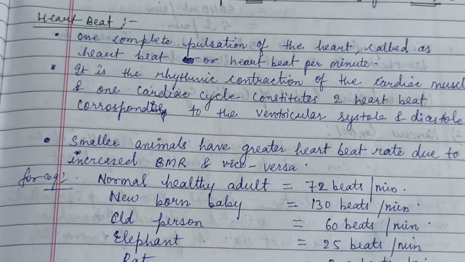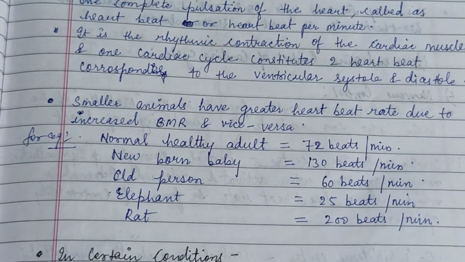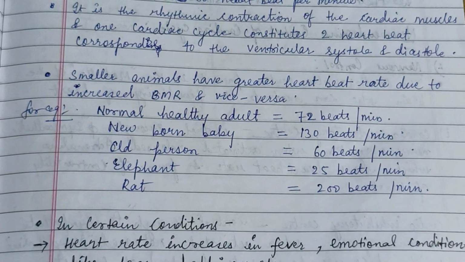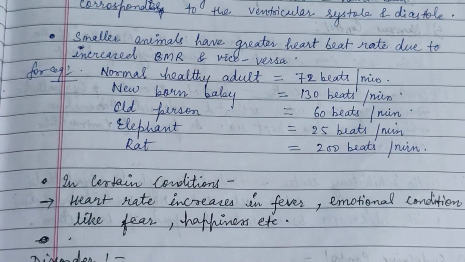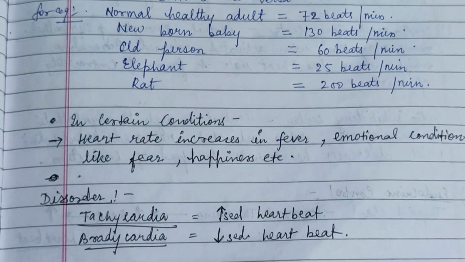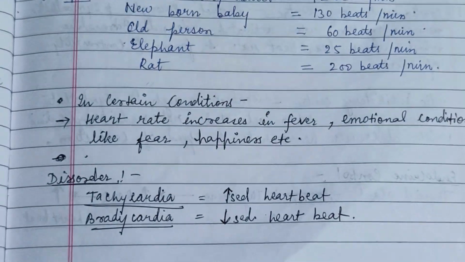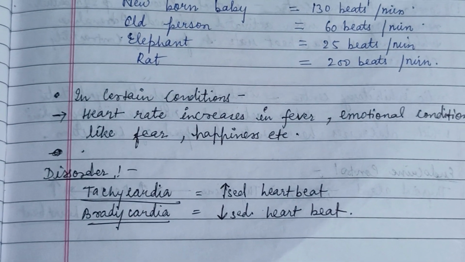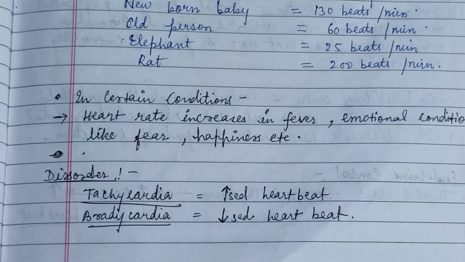So, heartbeat. One complete pulsation of the heart causes the heartbeat, measured as heartbeats per minute. It is a rhythmic contraction of the cardiac muscles, and one cardiac cycle constitutes one heartbeat, corresponding to the ventricular systole and diastole. In certain conditions, the heart rate increases, as in fever or emotional conditions like fear, happiness, etc.